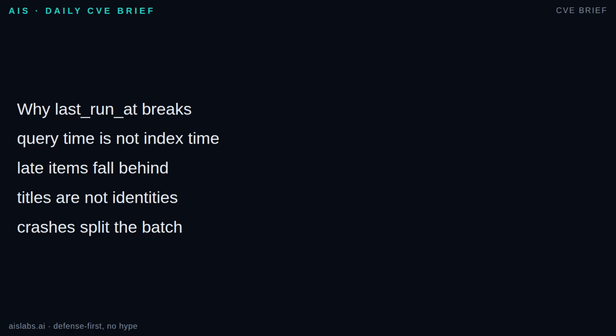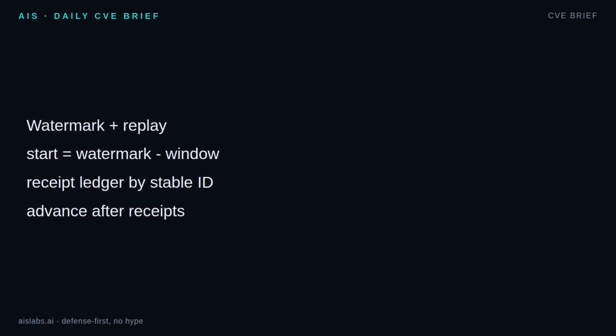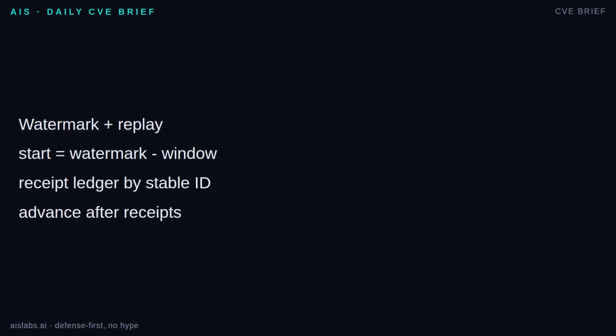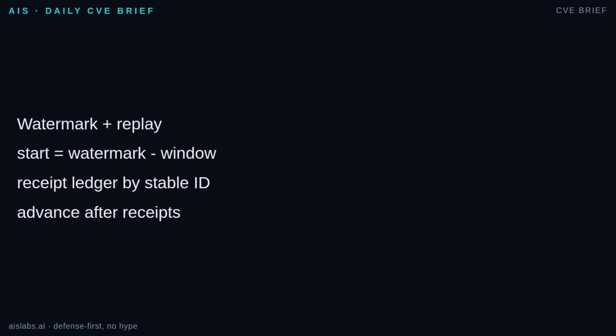The agent handles half the batch, crashes, and the stored timestamp says the whole interval is done. That is how reliable-looking automations silently lose work. The pattern is a watermark plus a replay window plus a durable receipt ledger. The watermark is not last run at. It means coverage is complete through this time. Each run starts at watermark minus the replay window, on purpose. The overlap catches late indexed items and gives crashed work another chance.